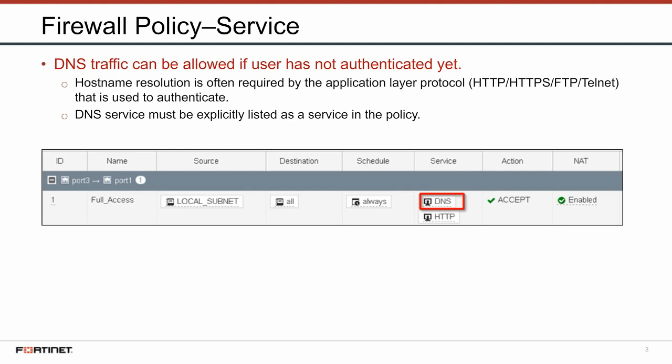In the example shown on this slide, policy sequence 1, full_access, allows users to use external DNS servers in order to resolve hostnames prior to successful authentication. DNS is also allowed if authentication is unsuccessful, because users need to be able to try to authenticate again. Any service that includes DNS would function the same way, like the default all service. HTTP service is TCP port 80 and does not include DNS, UDP port 53.